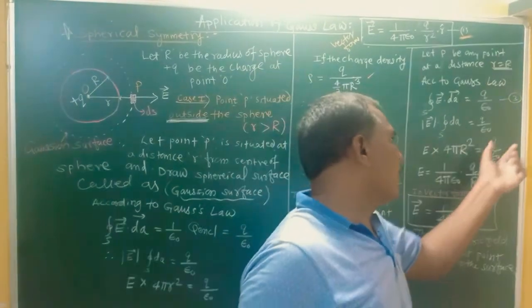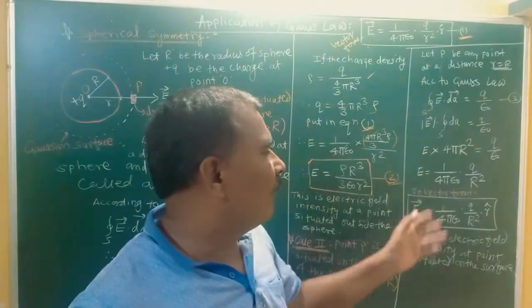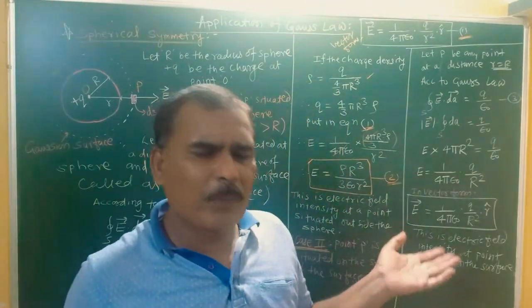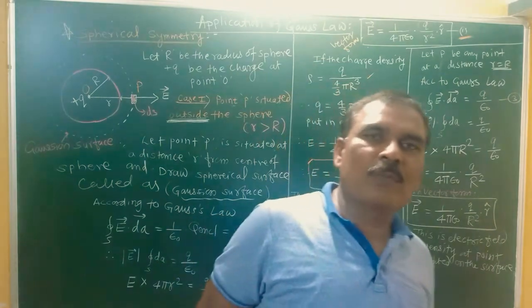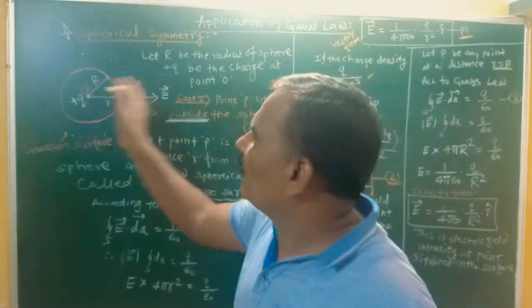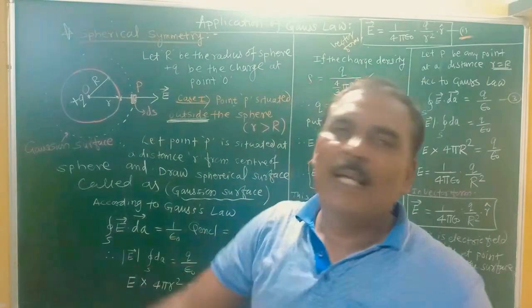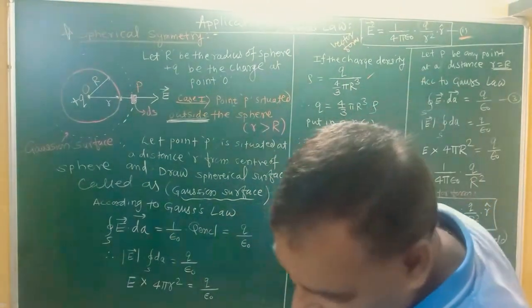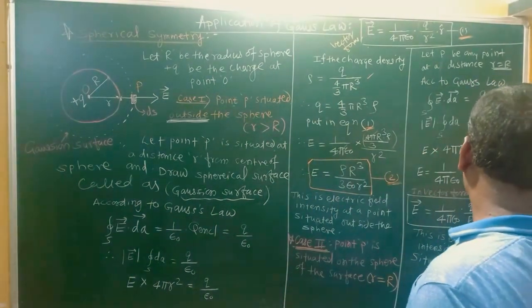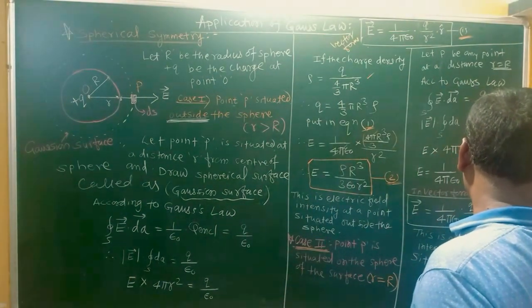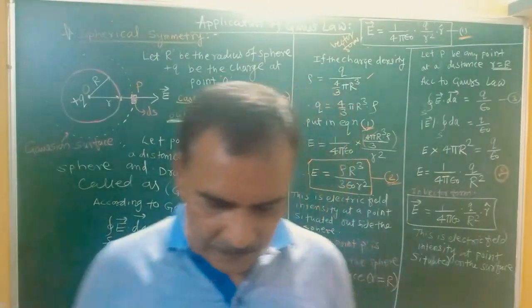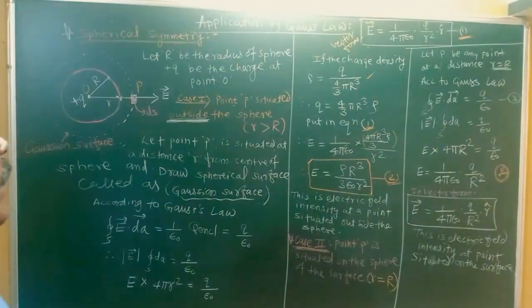So E into 4 pi r square is equal to Q upon epsilon 0. Finally E is equal to 1 upon 4 pi epsilon 0, Q upon capital R square, or we can write small r square, because small r comes on the surface. Small r and capital R are the same, so all the points are on the same boundary and this is considered as capital R. That is the expression for the electric field intensity. Writing down all the points is very important.